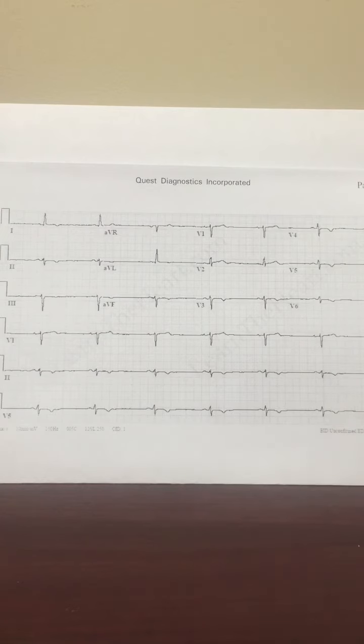IV atropine, first dose of 0.5 milligram bolus, and then you repeat this every 3 to 5 minutes. The maximum you give is 3 milligrams. Other options are dopamine or epinephrine, both IV, and both are 2 to 10 micrograms per kilogram per minute.